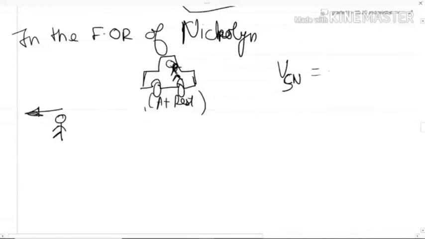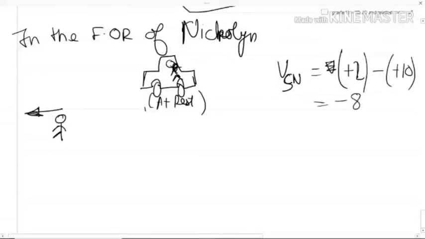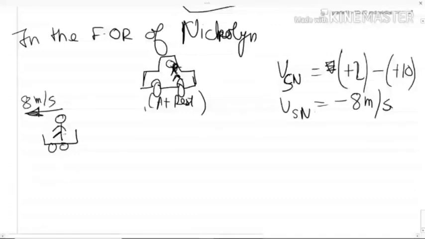So this will be equal to, this was initially moving plus 2 meters per second, right? So plus 2 minus plus 10. So can you see Cyril is moving with 8 meters per second in the backward direction. So basically what Nicolin will observe is that Cyril is not coming in the forward direction. She will observe that Cyril is going in the backward direction with 8 meters per second. What about Tanish?